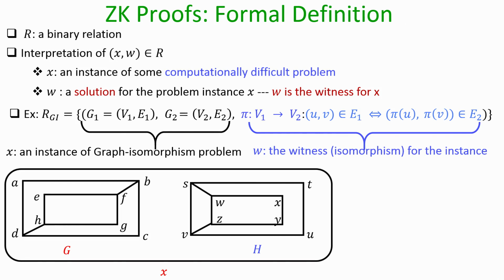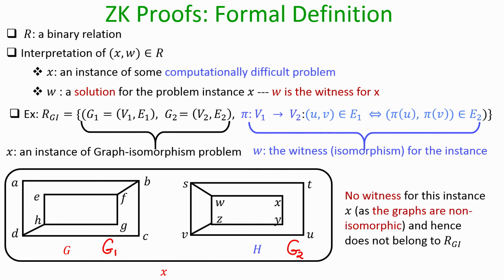On the other hand, if I consider these two graphs to be my G1 and G2, it turns out that they are not isomorphic to each other. As a result, for this candidate x, I do not have any candidate w such that x comma w belongs to the relation R_GI. That means only those x comma w will be present in R where the instance x has a corresponding witness w. If for an instance x there exists no witness w such that x comma w satisfies the relationship, then we say that x comma w is not present in the relation R.